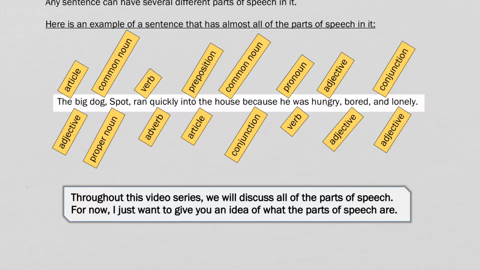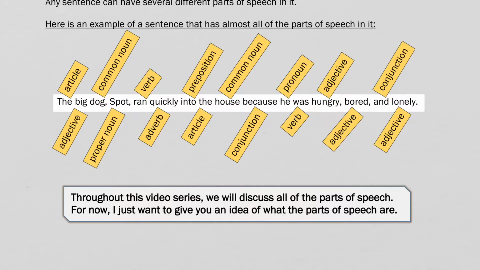It's called a subordinating conjunction. So there's two types of conjunctions. There's coordinating conjunctions and there's subordinating conjunctions. And because is a subordinating conjunction. We'll talk more about subordinating conjunctions later on. All you need to know is that because is a conjunction. The big dog Spot ran quickly into the house because he was hungry, bored, and lonely.